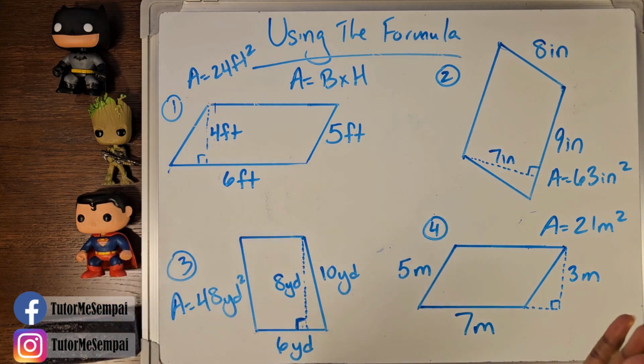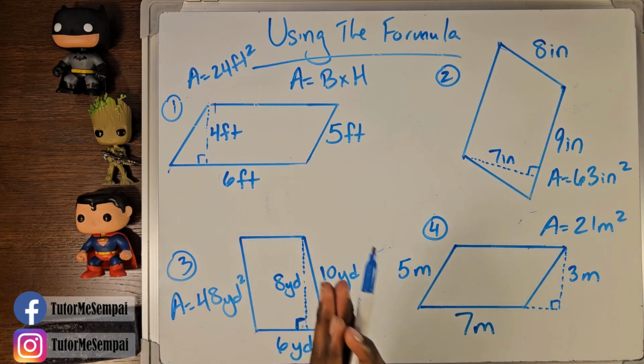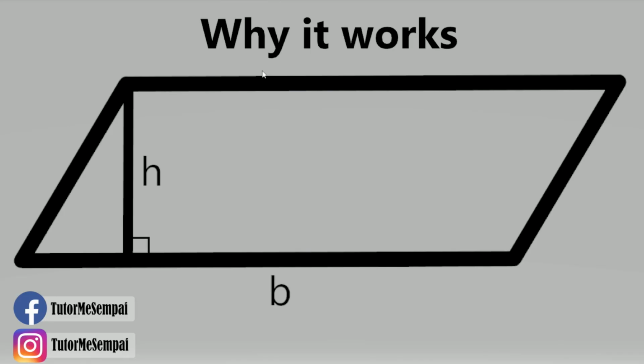So now that we've talked about how to use the formula, let's jump into a quick demonstration on why this formula works the way it does. So we have a nice easy formula for finding the area of our parallelogram. But why does it work? We don't have length and width, but we still are able to find our area using something like height and base. Why does this work?